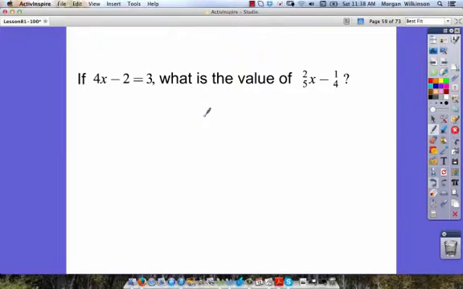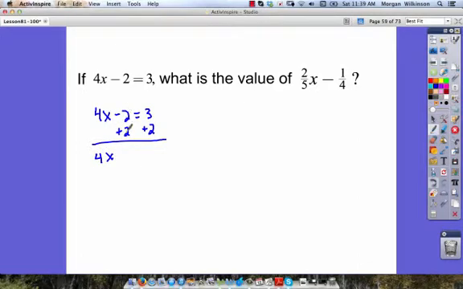If 4x minus 2 equals 3, what is the value of 2/5 x minus 1/4? Those are fractions. Let's make it a little bit easier to see those fraction bars by making them bigger. So let's solve for x. 4x minus 2 is equal to 3. So we're going to add 2 to both sides. That gives us 4x. Negative 2 plus 2 is 0. That's exactly what we want. Is going to be equal to 5. We'll divide both sides by 4. That gets x by itself. X must be equal to 5/4.